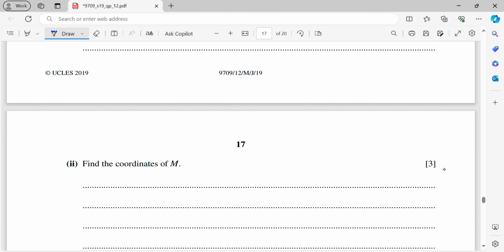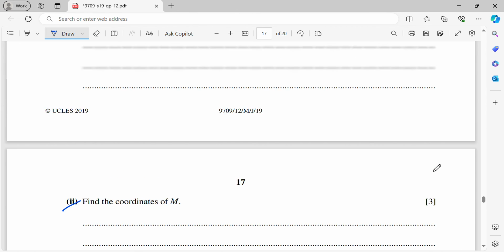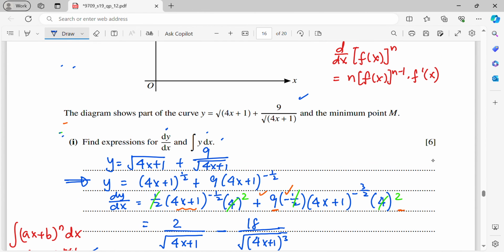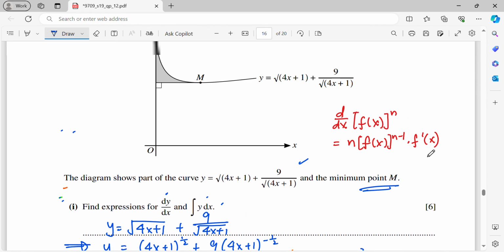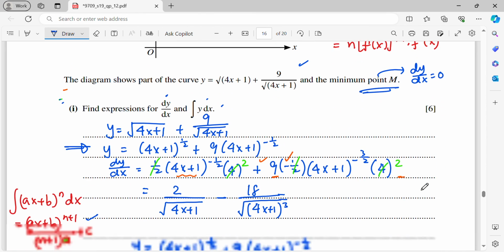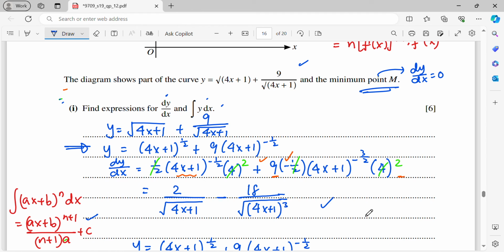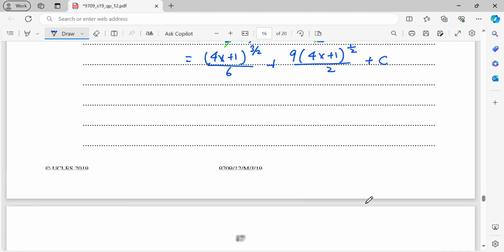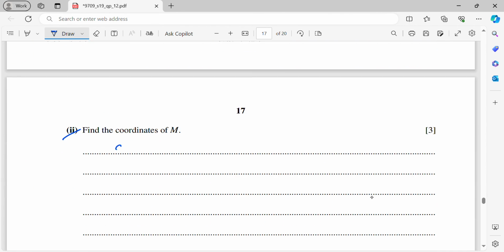Okay, now part 2, find the coordinates of M. So now let's look at the graph first. The M is basically the minimum point. So whenever you see minimum points, that means dy/dx equals 0 because it is a stationary point as well. So now I will refer to my dy/dx, which means this form, and let it be 0. So now I will write dy/dx equals 0.